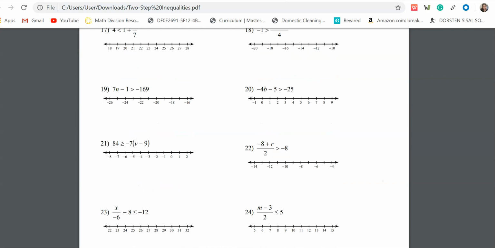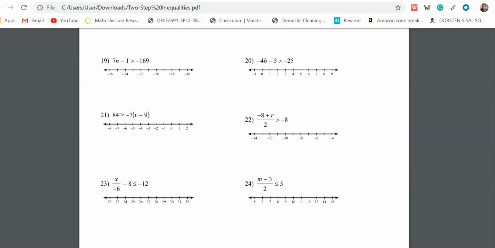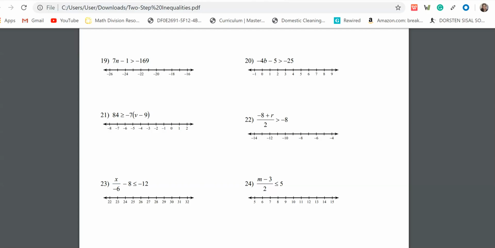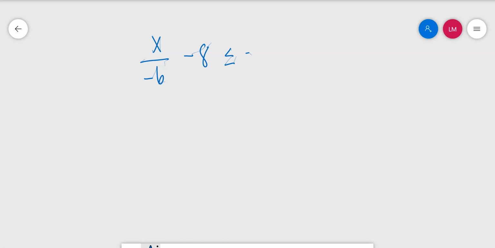Let's clear this off and do one or two more. Oh yes, I wanted to do 23. Minus 8 less than or equal to negative 12. Okay. Alright, so now we look at what's happening to x. It's being divided by negative 6, and 8 is being taken away from it. So we want to take that 8, move it away.